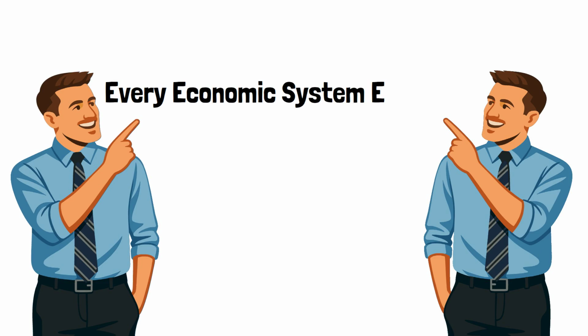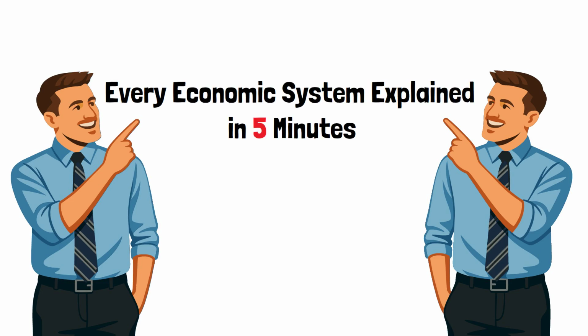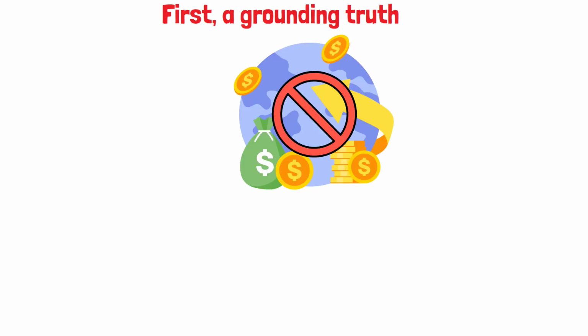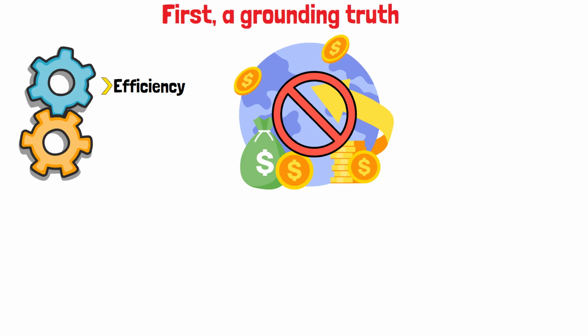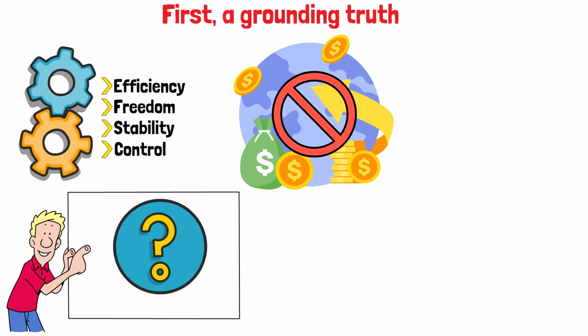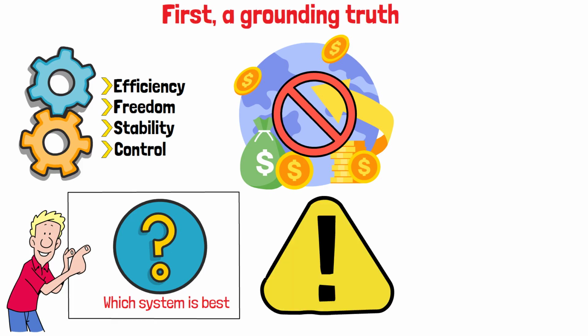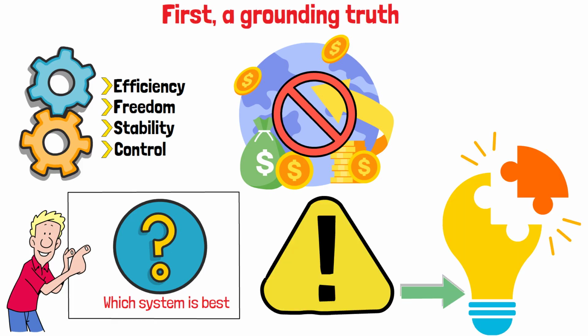Every economic system explained in 5 minutes. First, a grounding truth. No economic system is perfect. Every system is a trade-off between efficiency, freedom, stability, and control. The real question isn't which system is best, it's what problems each system is trying to solve. Let's break them down.